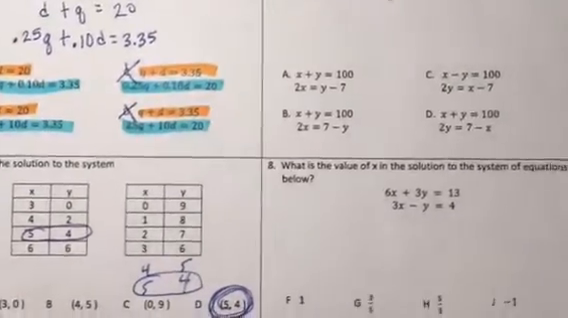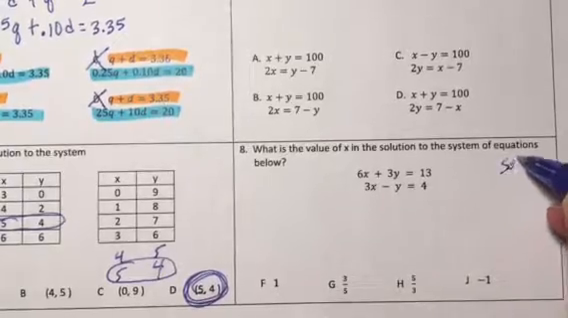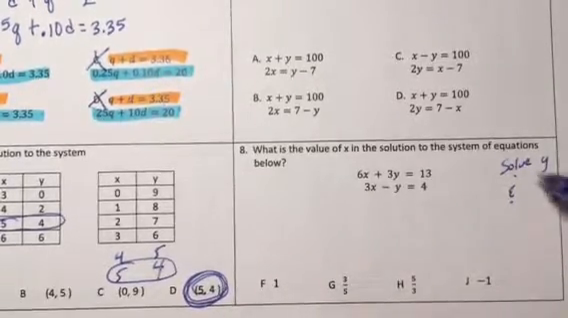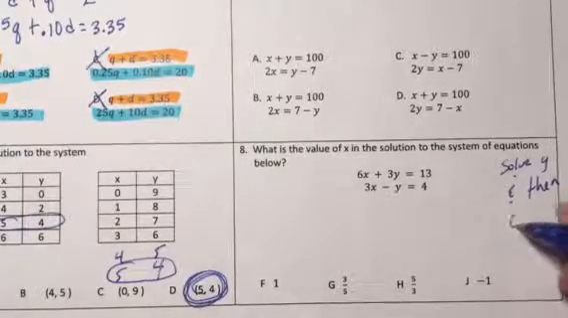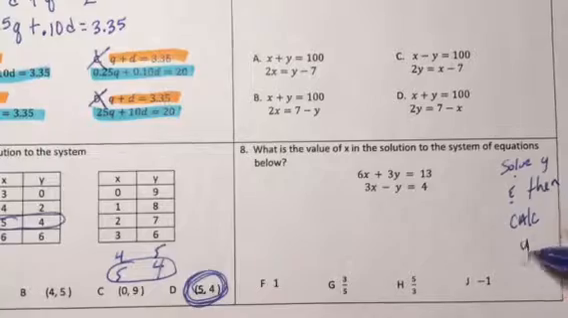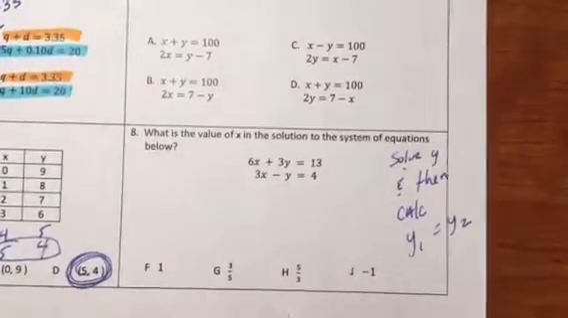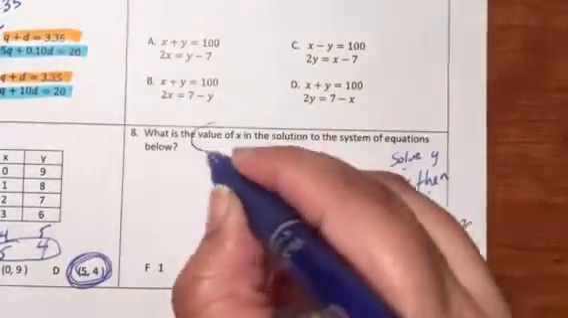Alright, number 8. I'm going to tell you to solve for Y for both, and then use the calculator. Y1, Y2. Second trace, 5, enter, enter. Alright, and you got to keep in mind that this one's asking for the X value.